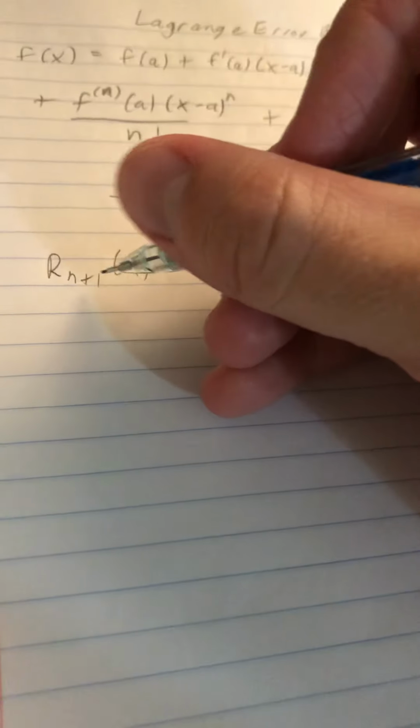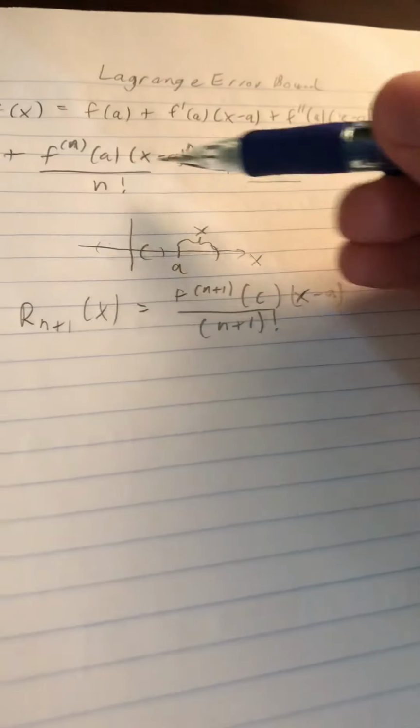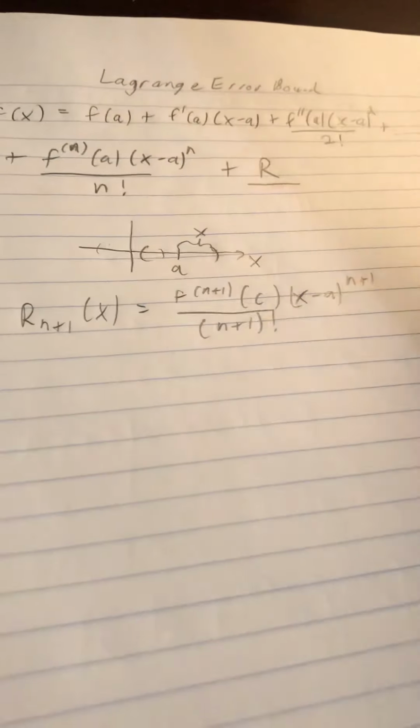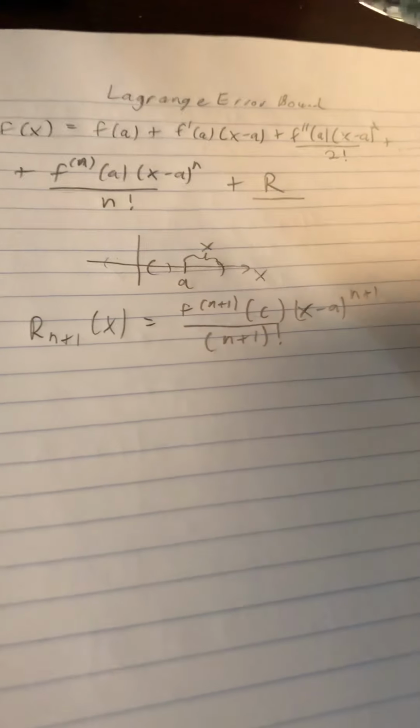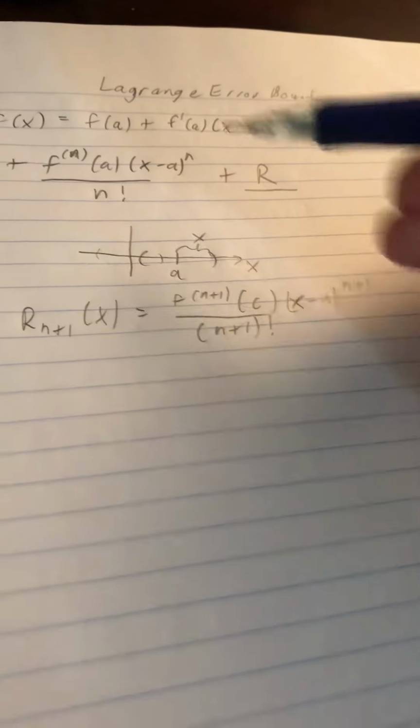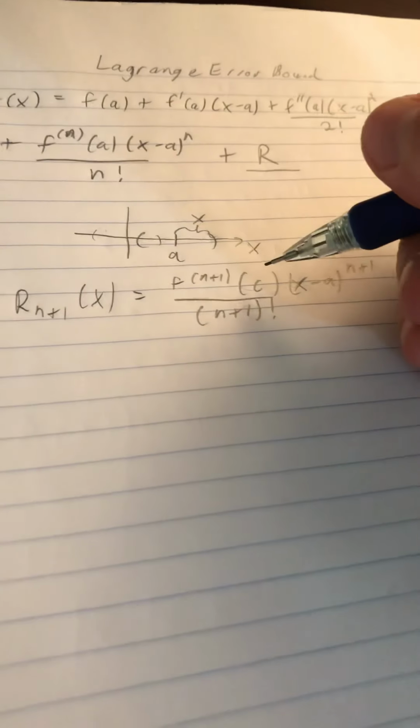This says that R sub n plus 1 of x, and we denote that n plus 1 to denote the next term over the last n we chose here in our Taylor series. So we take the n plus 1th derivative at a point c over n plus 1 factorial times x minus a to the n plus 1. So it's very clear that this is just the very next term in our Taylor series polynomial, with one exception. Here we have c, here we have a. Why do we have that?